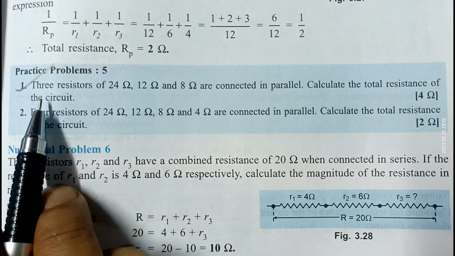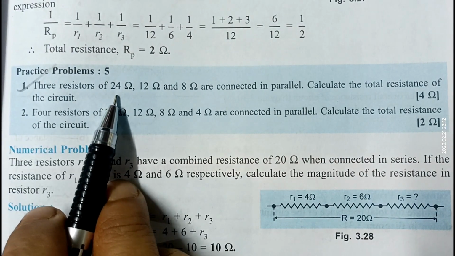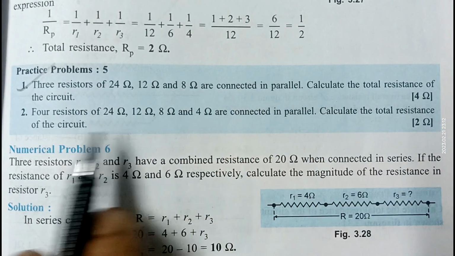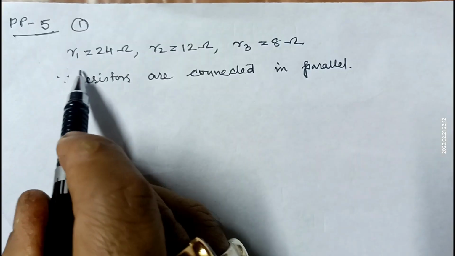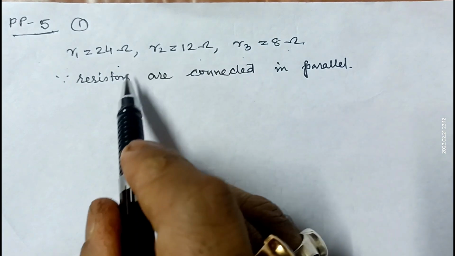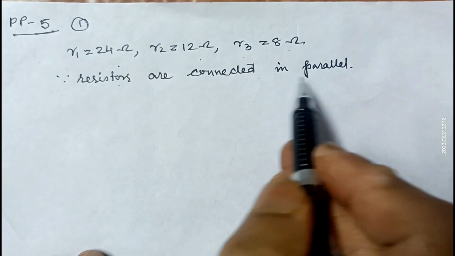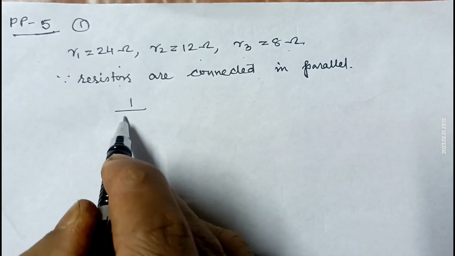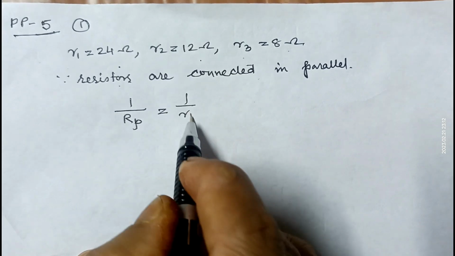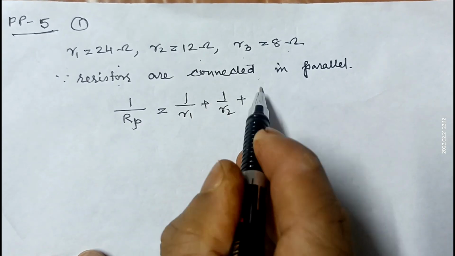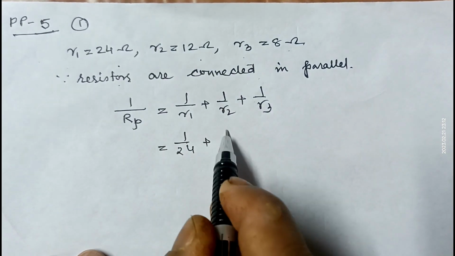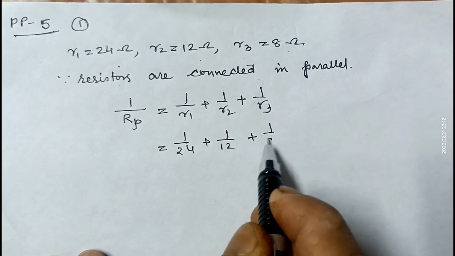In practice problem 5, the question is 3 resistors of 24 ohm, 12 ohm, 8 ohm are connected in parallel. Calculate the total resistance of the circuit. Now here R1 is 24 ohm, R2 is 12 ohm, R3 is 8 ohm, and it is given that resistors are connected in parallel. Since they are connected in parallel, the overall resistance, suppose it is Rp, will be equals to 1 by R1 plus 1 by R2 plus 1 by R3. So it will be 1 by 24 plus 1 by 12 plus 1 by 8.